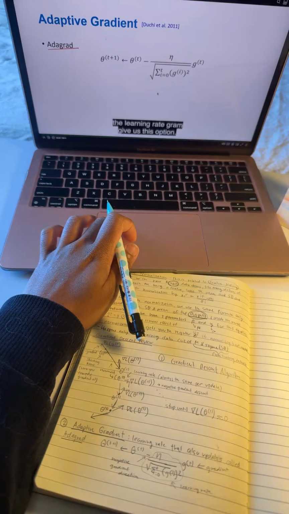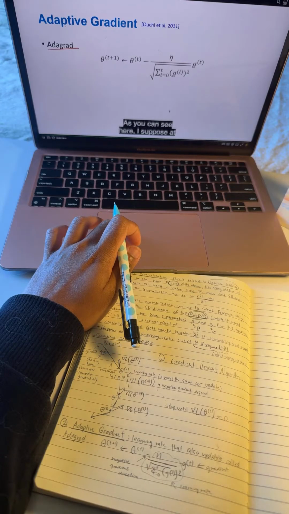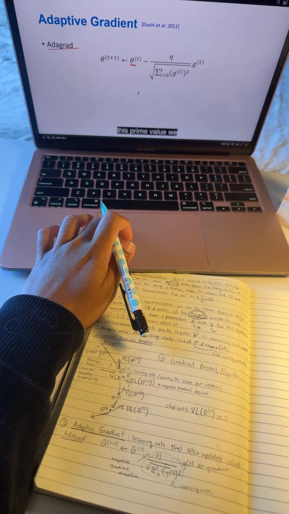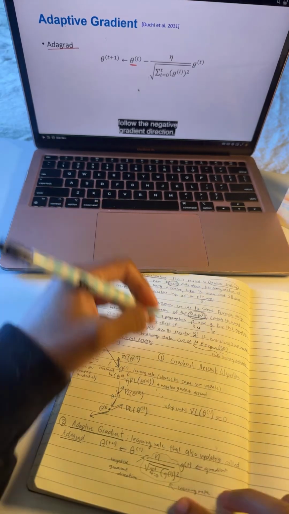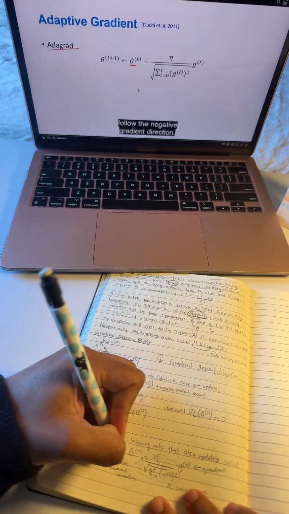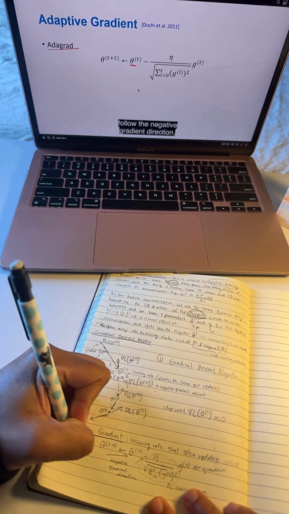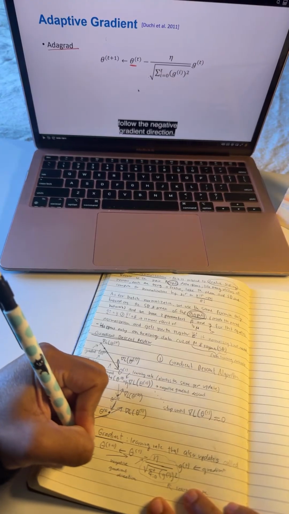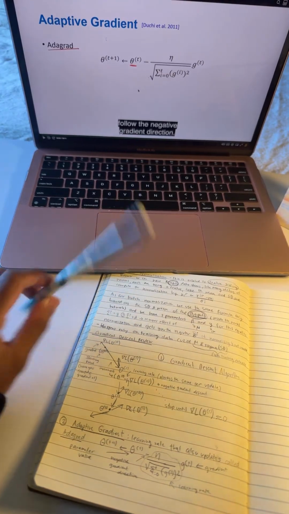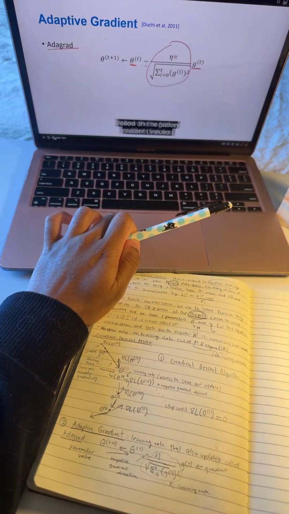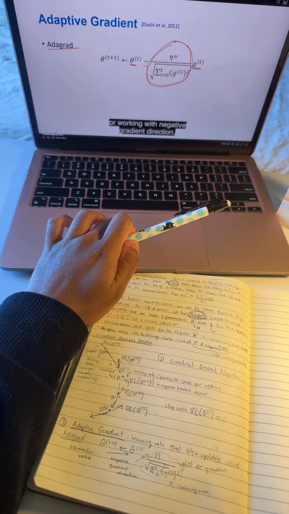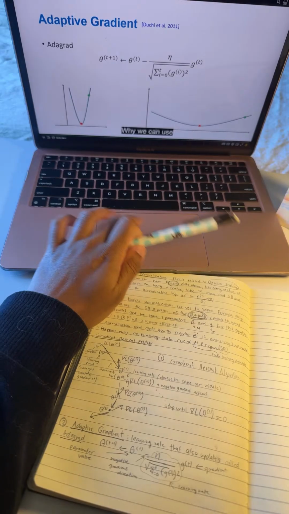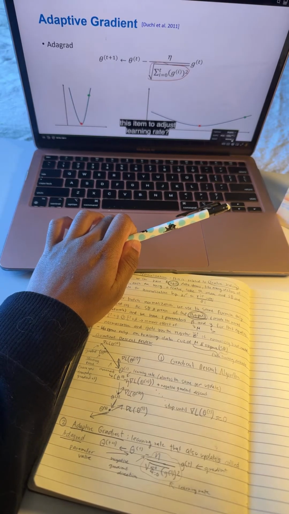AdaGrad gave us this option. As you can see here, we're still following. So okay, I suppose at this parameter value, we follow the negative gradient direction. So why we can use this item to adjust the learning rate.